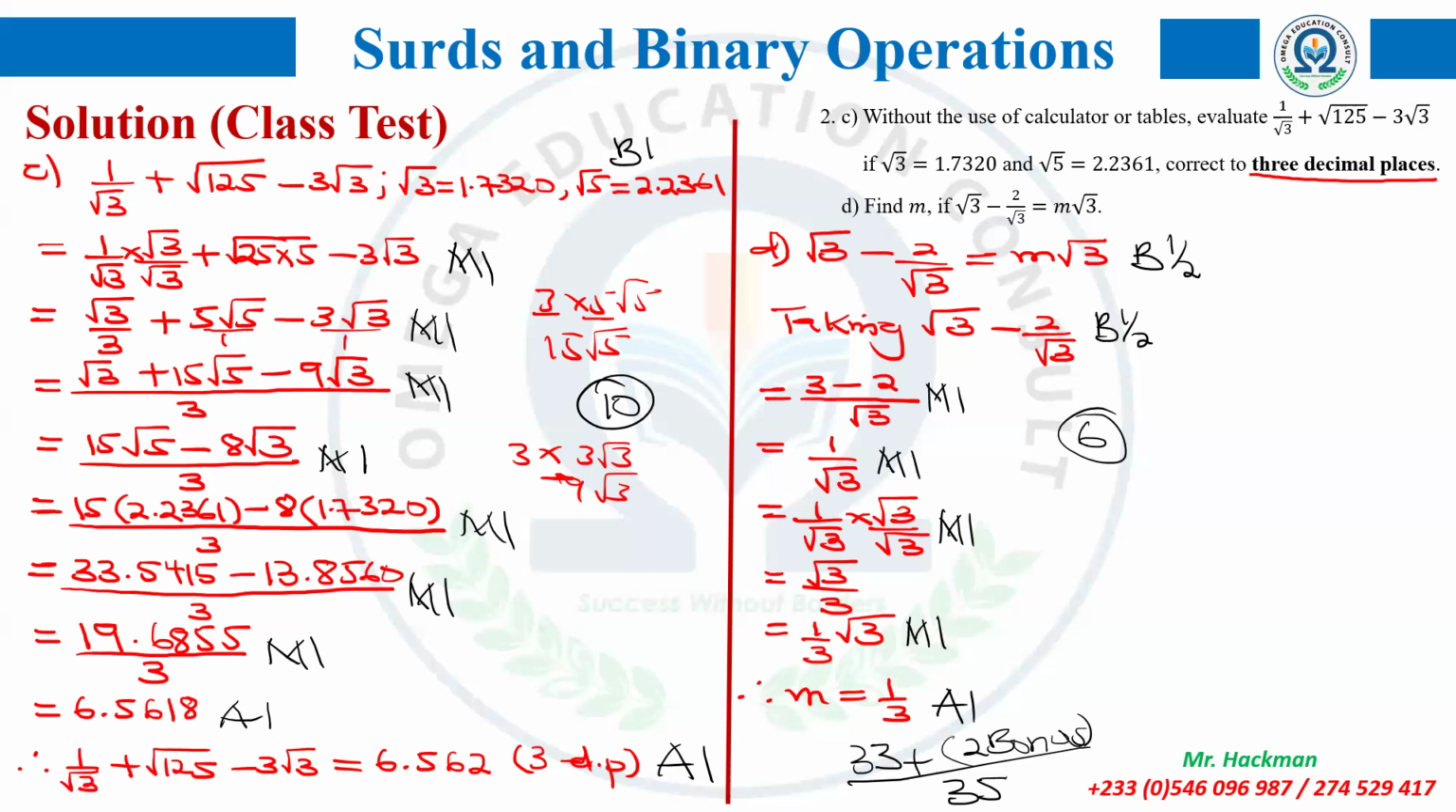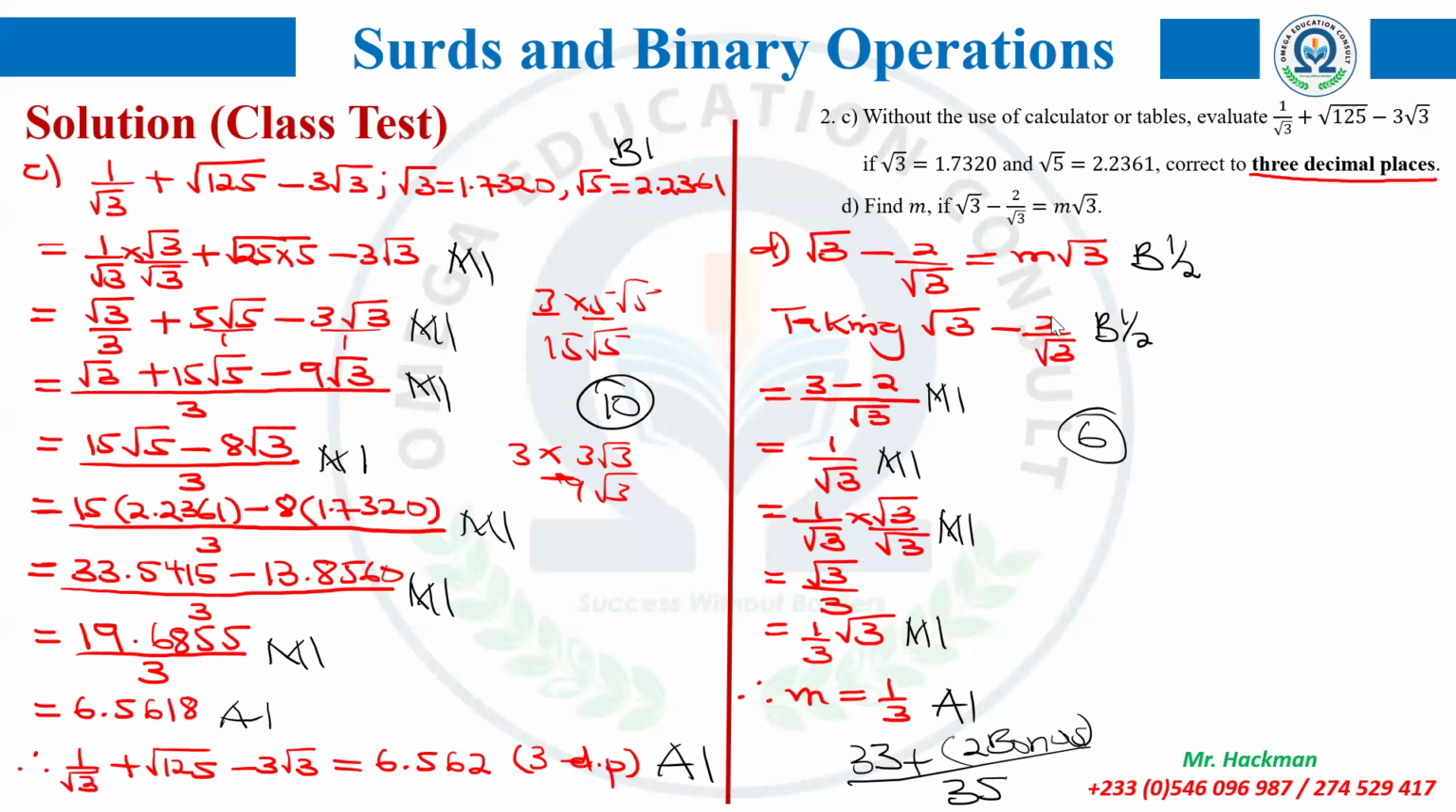And now let's look at the last one, which is D. Just like A, you are supposed to write this as a single fraction, a single term, then you compare. So what do we do at this point? I will take this side, which is this. Then I take the LCM.